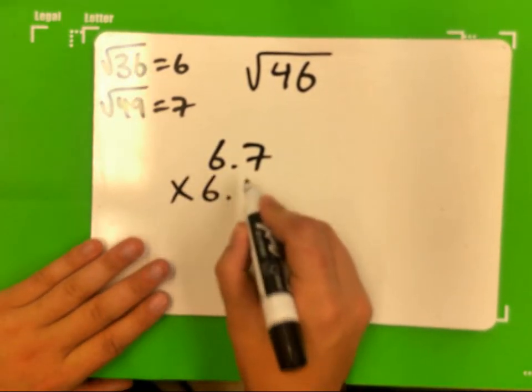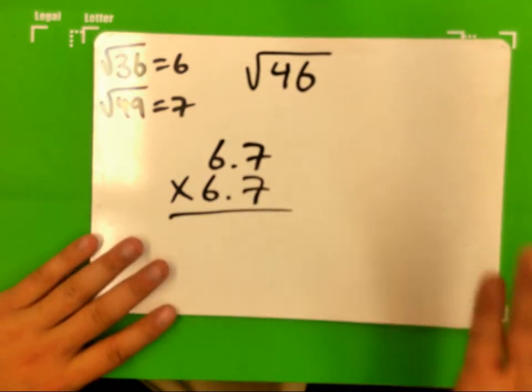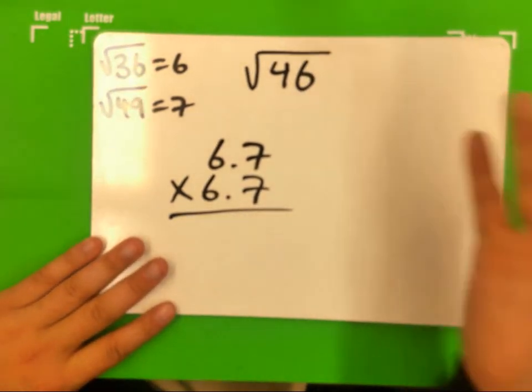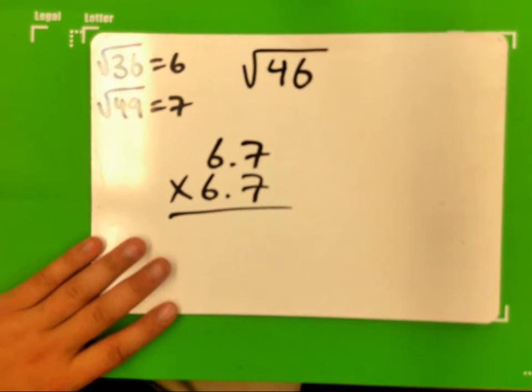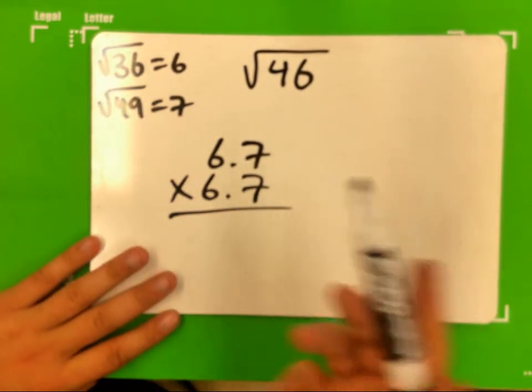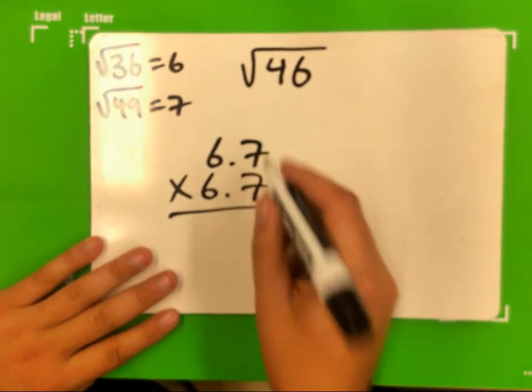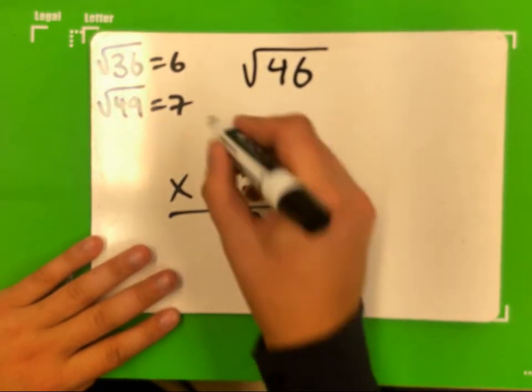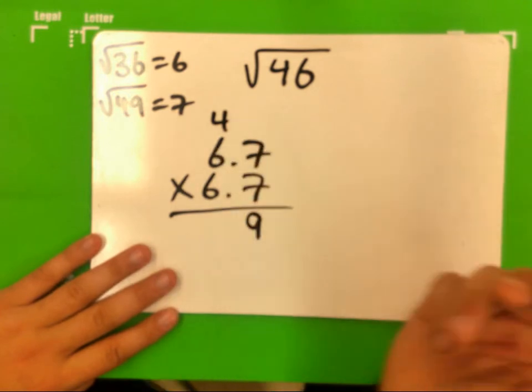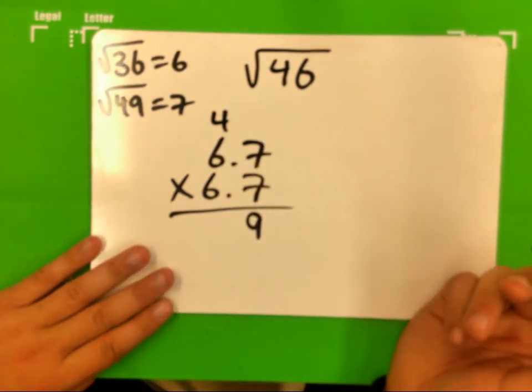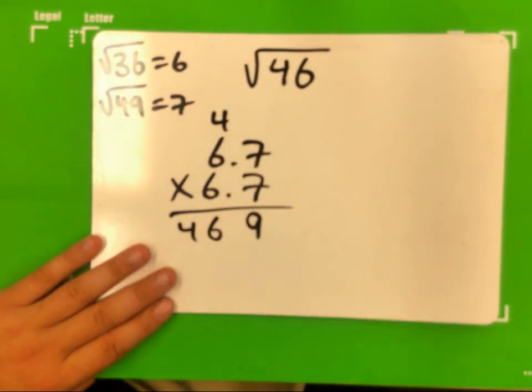So 6.7 times 6.7, because again, we're squaring the number. The opposite of a square root is a number times itself. So we're trying to figure out what number times itself will give us 46. That's what we're doing here. 7 times 7 is 49. There's our 9. Carry your 4. 7 times 6 is 42. Plus 4 is 46. There you go.